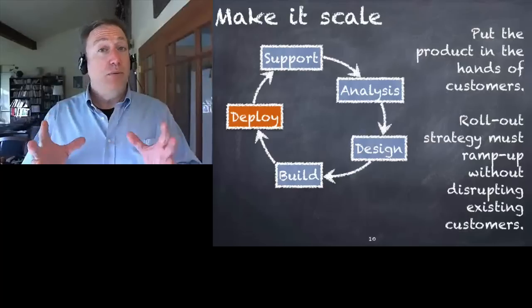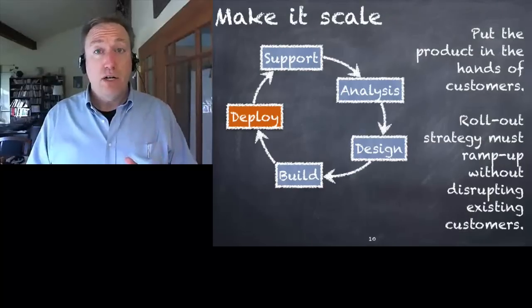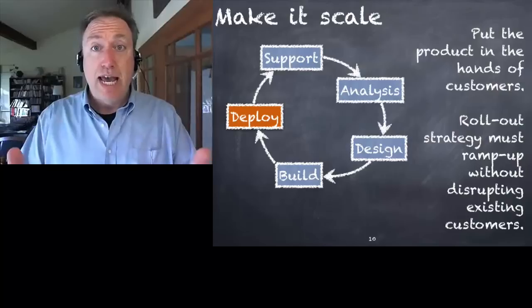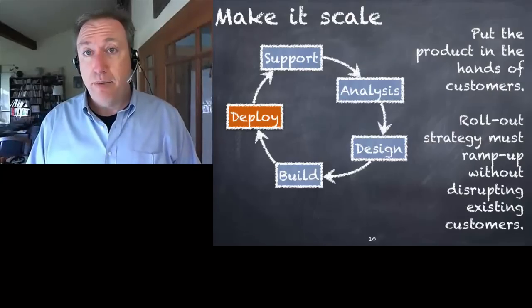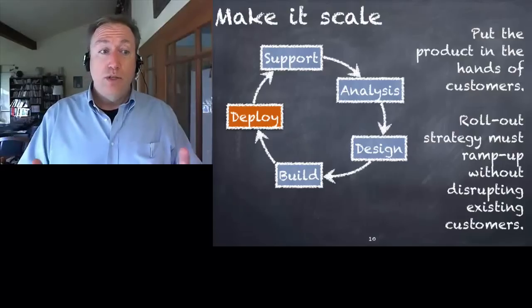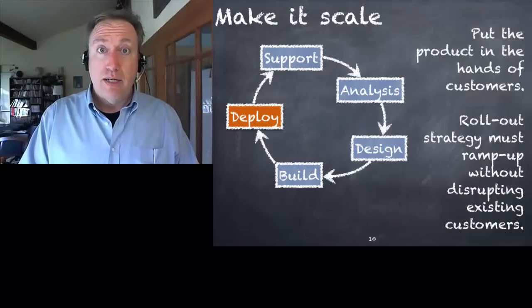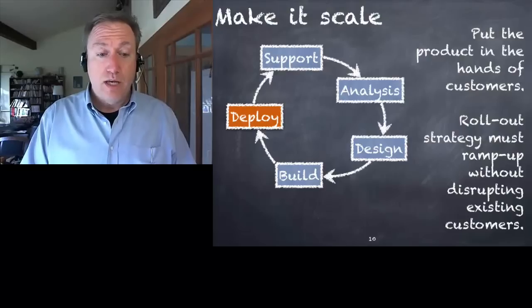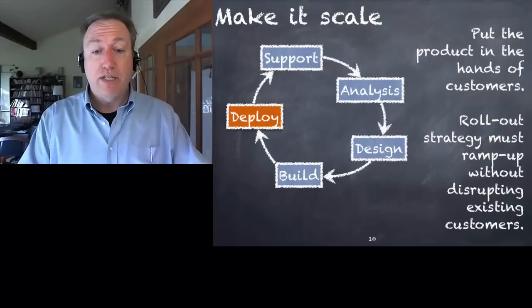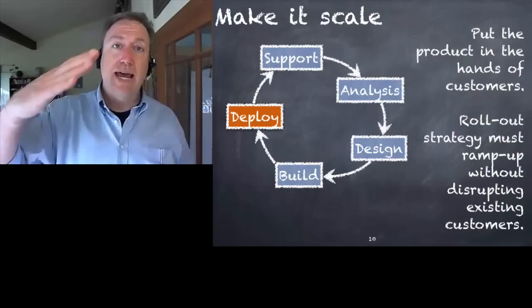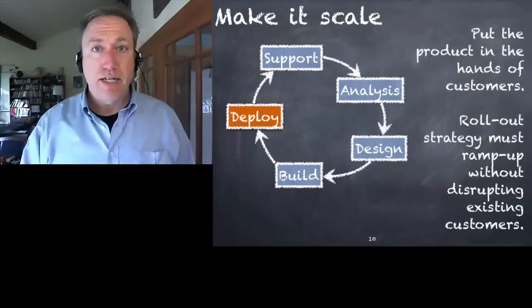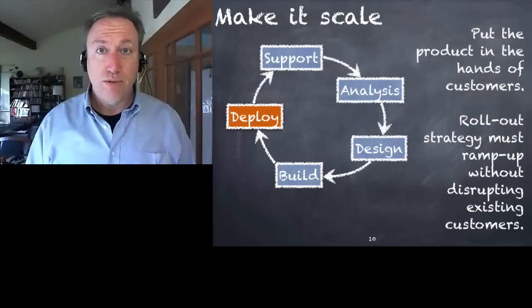Now, when you're ready to deploy, it's a different story. You're going to put it in the hands of customers, and then it does have to be fast. It does have to scale up. When you deploy a system, an IT system, it's called rolling it out. You give it to some customers, then you give it to more customers, then you give it to more customers, and you scale up your operation as you take on more and more customers.